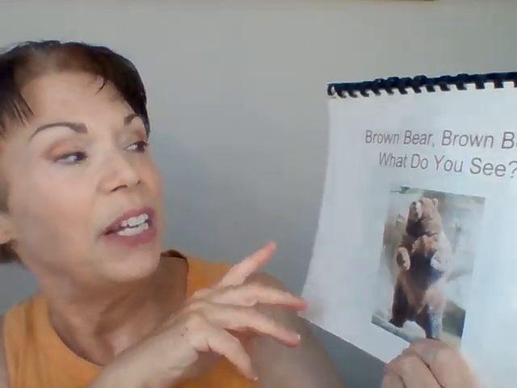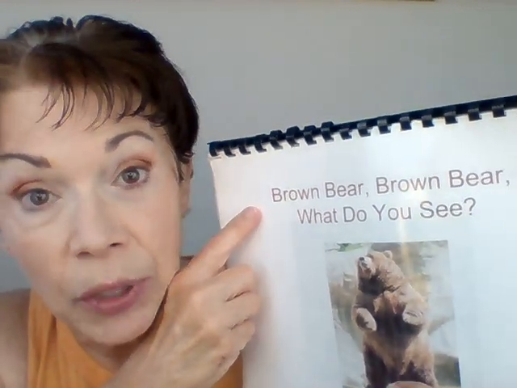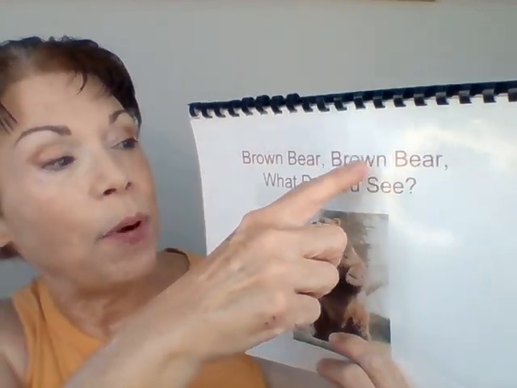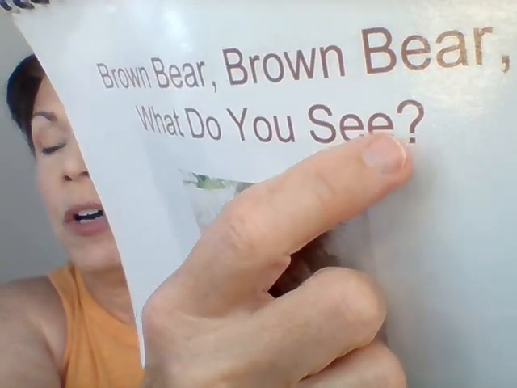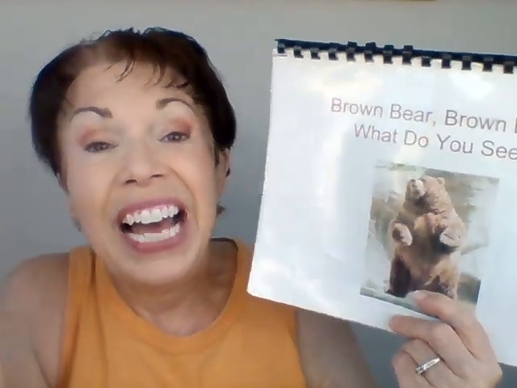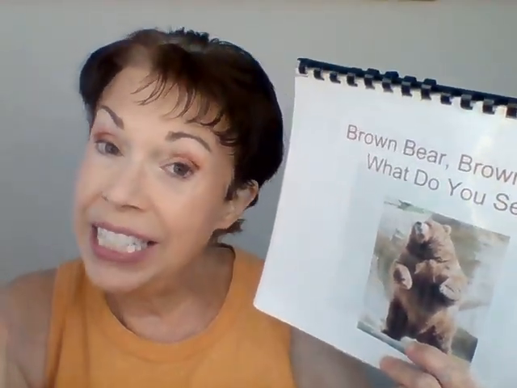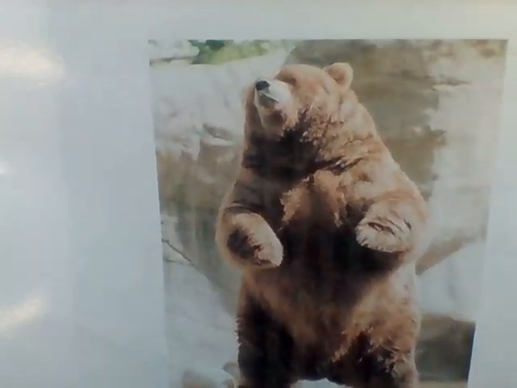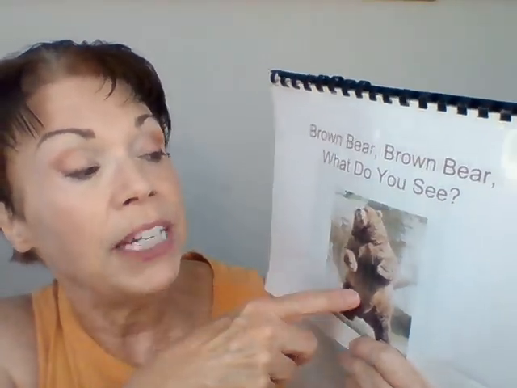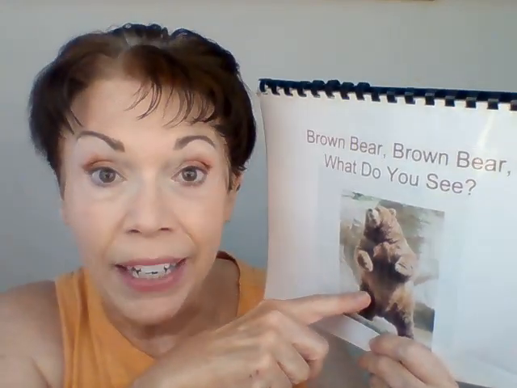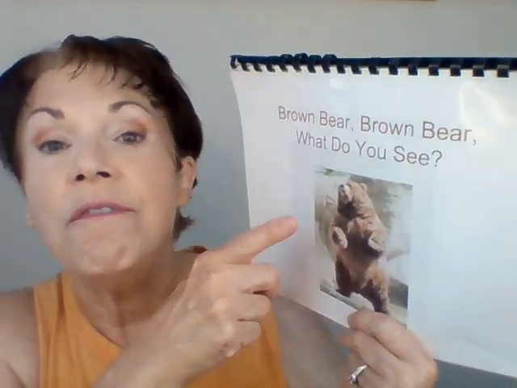Here's the front cover. The title, which is the name of the book, is Brown Bear, What Do You See? And do you see the question mark right there? They're asking this bear, what do you see? And he is a brown bear. Now, is this a cartoon bear? No, it's a real looking bear. Somebody took an actual picture with a phone or a camera of a real live bear. That's a photograph.